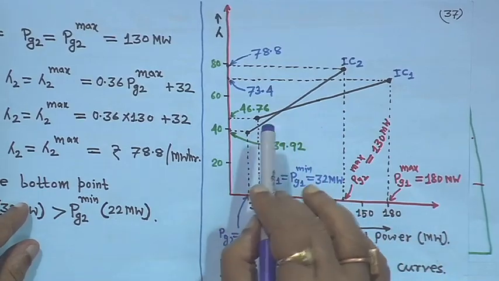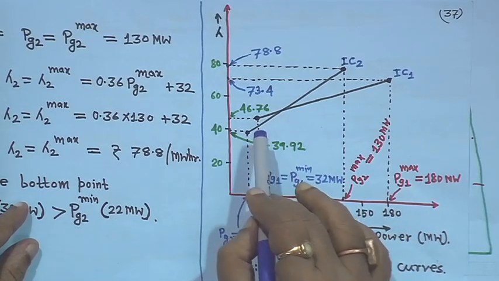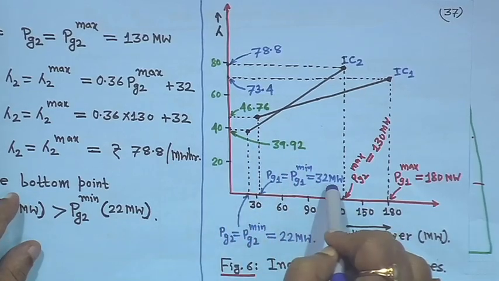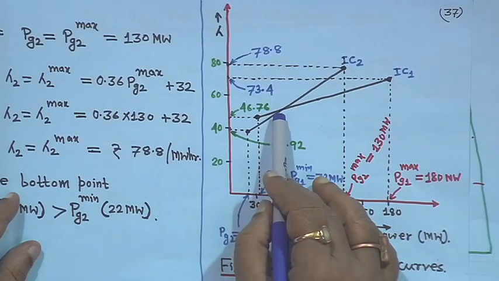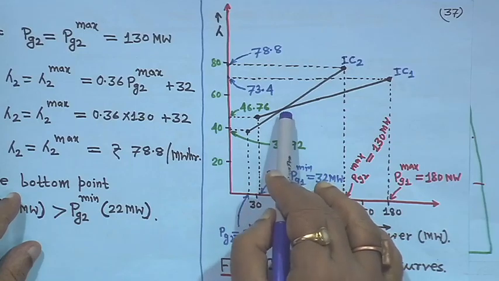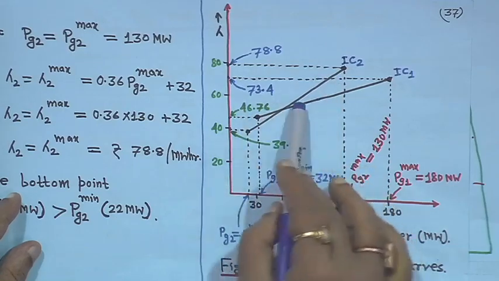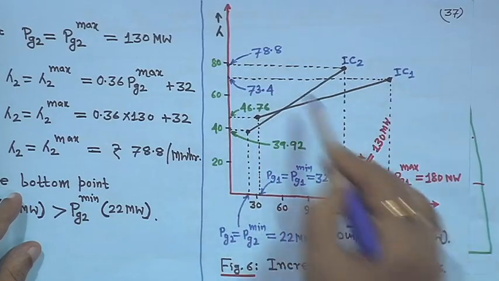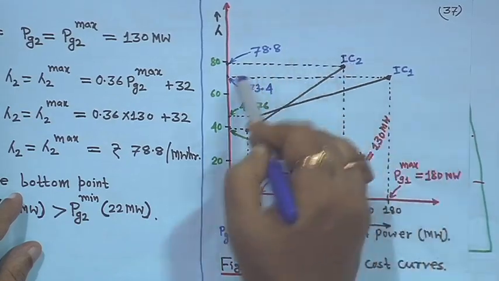So, the best way to see it is that IC2 is taking the load, whatever the increase is, but Pg1 will remain fixed till it comes to 46.76. After that IC1 will take up along with IC2 on an equal lambda basis, till it reaches 73.4, that is its maximum. After that, if there is a further increase, IC2 will take it.